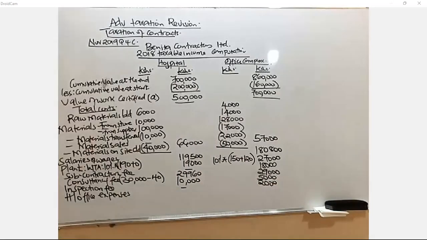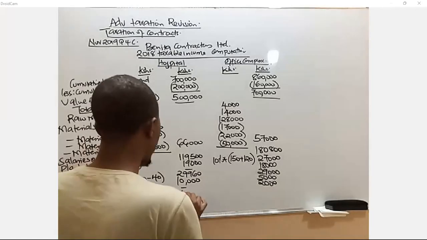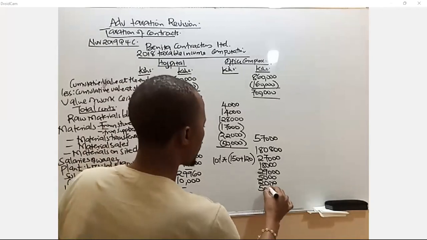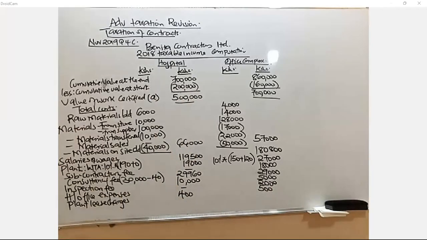Then from the head office, we have the material transferred out, all that done. We have the plant lease charges. How much is our plant lease charges? The plant lease charges here we have 400, and the other side is 500.